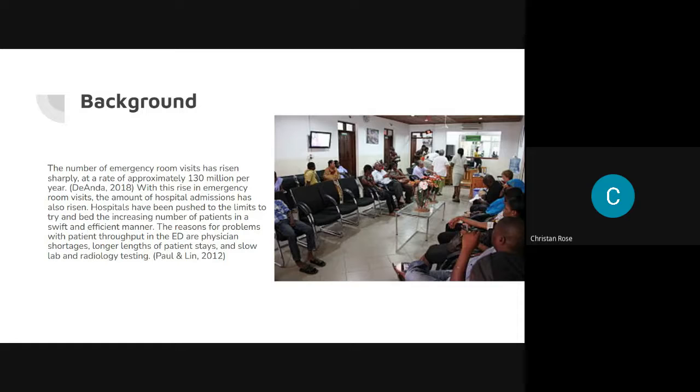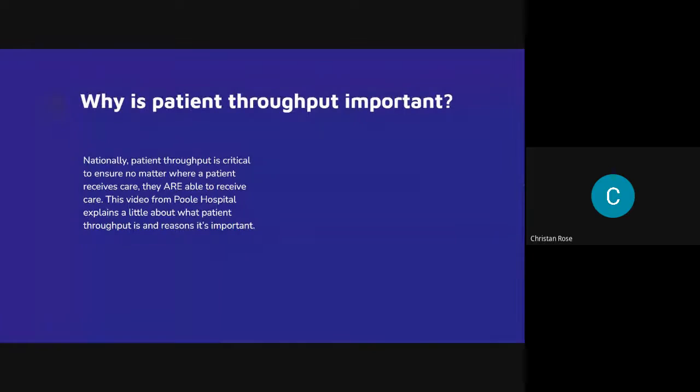So often our hospital waiting rooms look like this, with almost every seat filled, if not every seat filled, waiting to be seen by a physician or even to get up to a bed if they've been admitted.